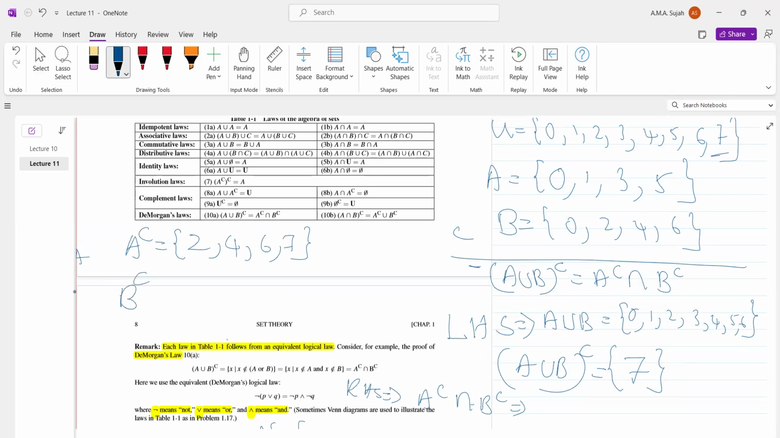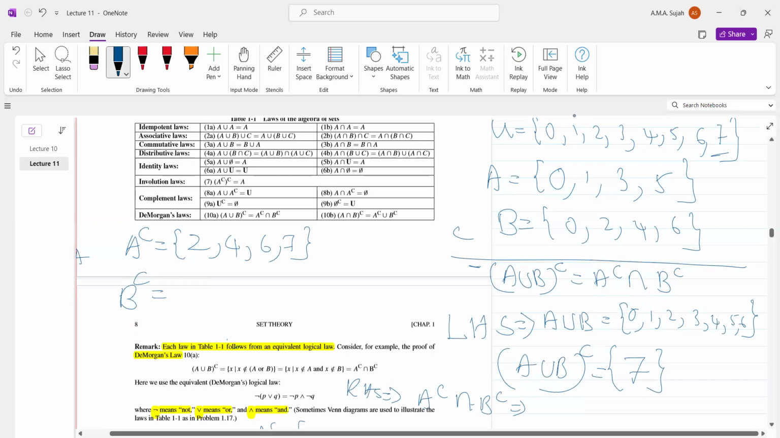Similarly, B complement: you can omit 0, 2, 4, 6 in the universal set. So the remaining elements are 1, 3, 5, and 7, right? So our right hand side says A complement intersection B complement. It means what? This is A complement, this is B complement. I need to find the intersection. Intersection means the common elements. So what are the common elements for these two? Only 7 is the common element, right? So we can say 7, right?